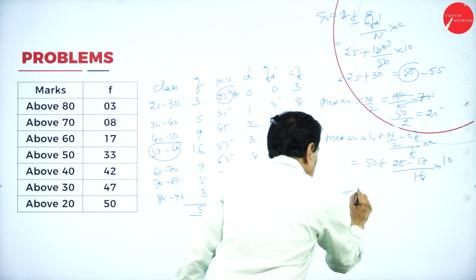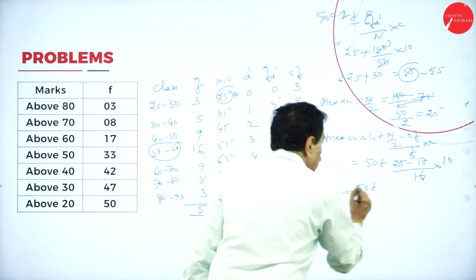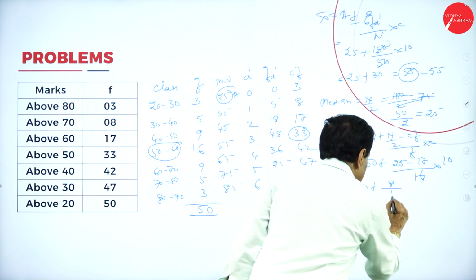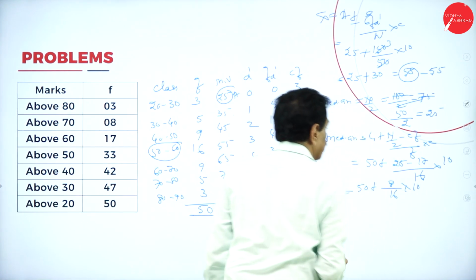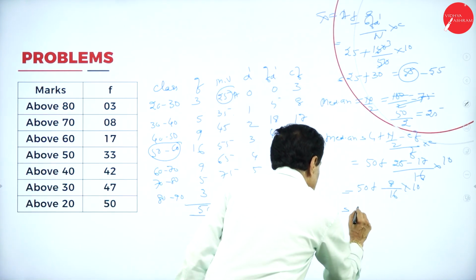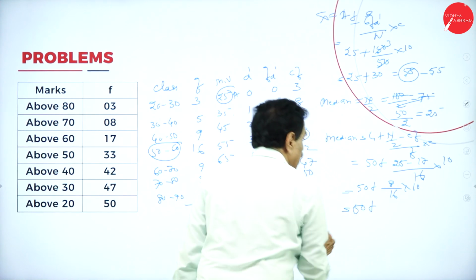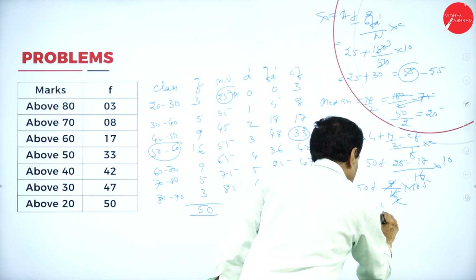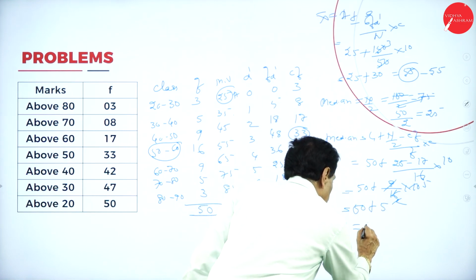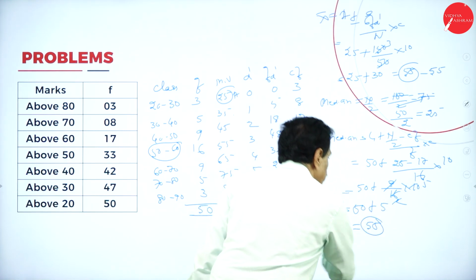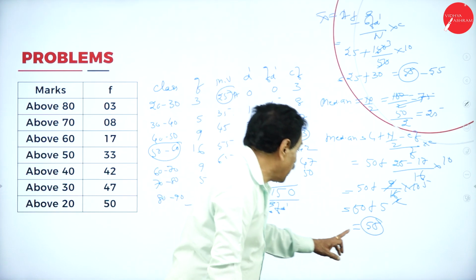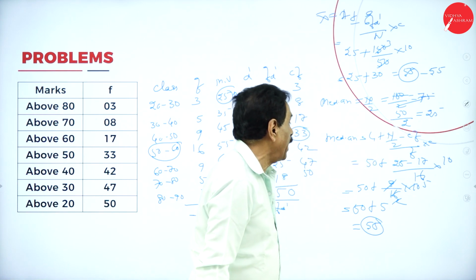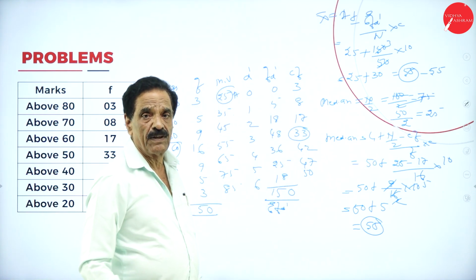Simplify these. 50 plus 25 minus 17 is 8, over 16 into 10. Simplify: 8 twos are 16, 2 fives are 10. It will come 5. 50 plus 5 is 55. So 55 becomes your median. So the mean is also 55, and your median is also 55.